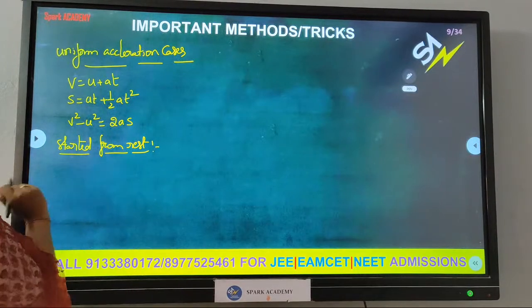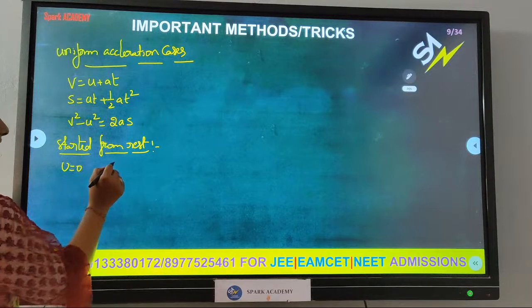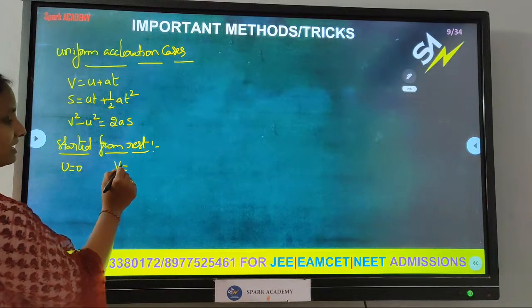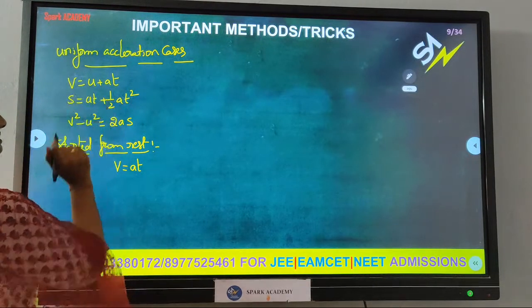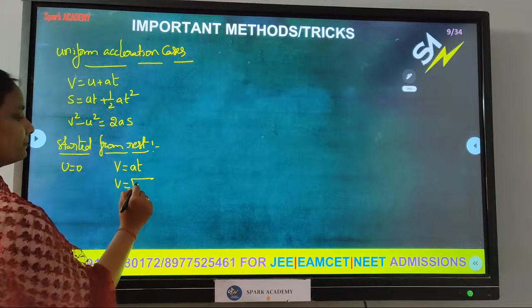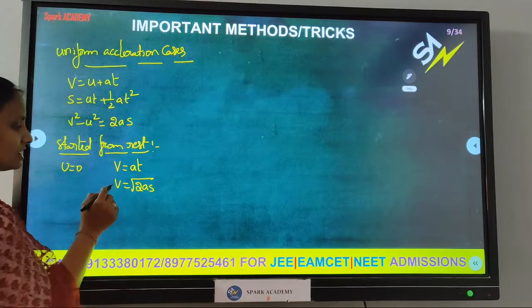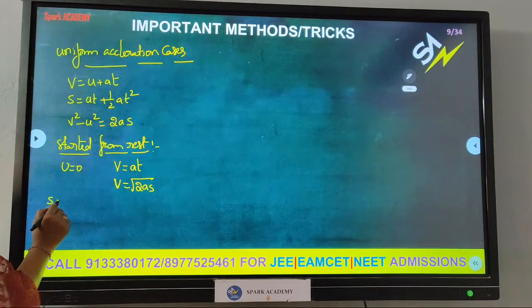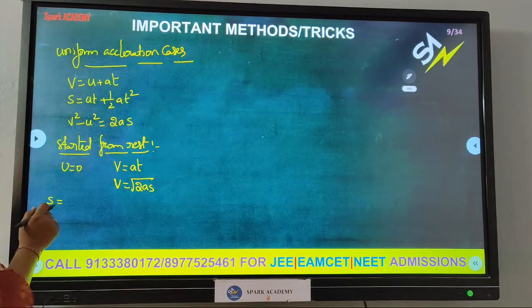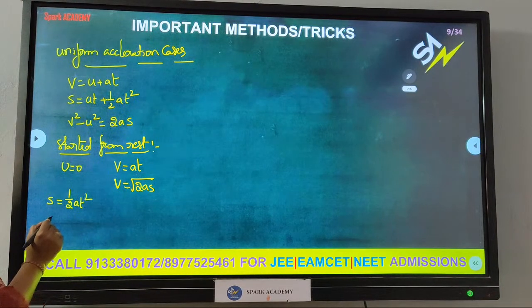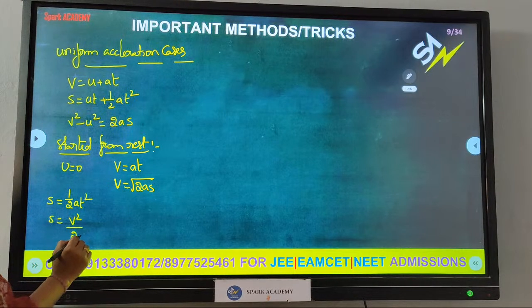So started from rest means initial velocity 0. So we have equations to find the final velocity. We have two equations, that is v is equal to at, and next, putting u as 0, v is equal to under root 2ax. So to find the final velocity we have two equations, and next to find the distance traveled, here also we will be having two shortcuts. s is equal to half at square and s is equal to v square by 2a.